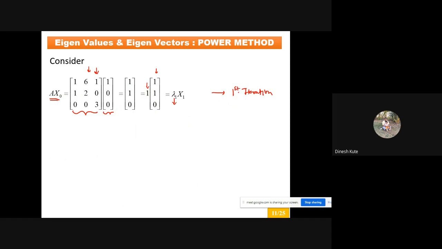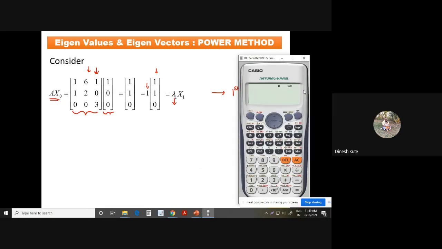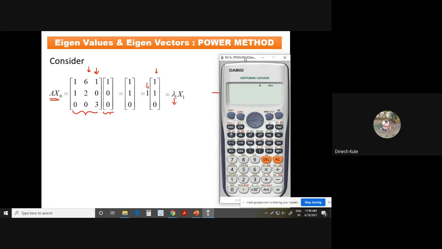Now side by side I will also tell you how you can do this calculation directly on a calculator. I think everyone is having the scientific calculator now. So I will explain all these steps, how you can perform this whole calculation directly on a calculator. That saves your time.